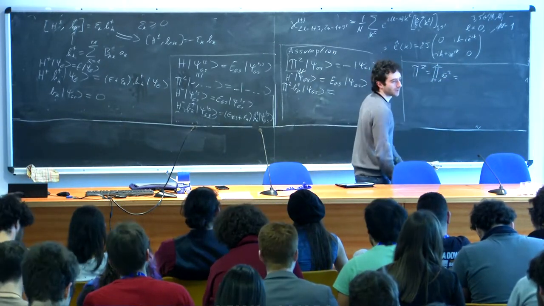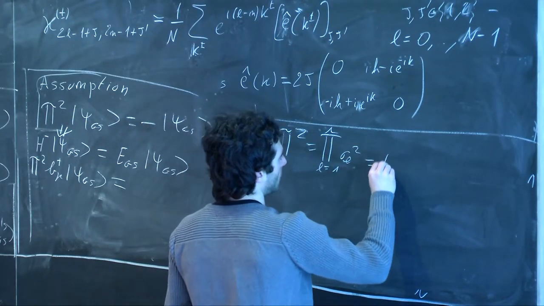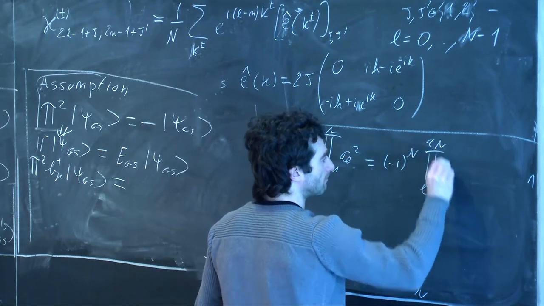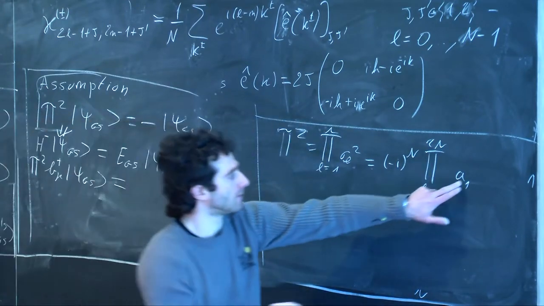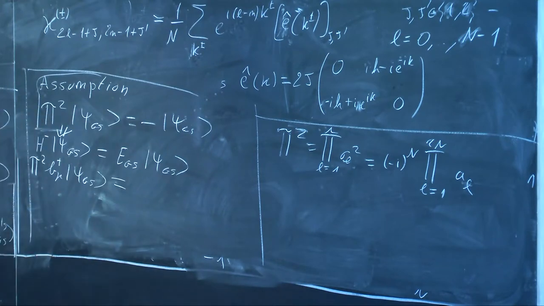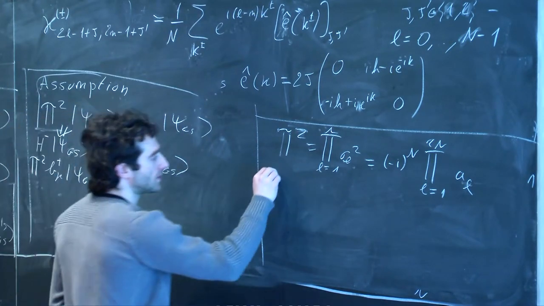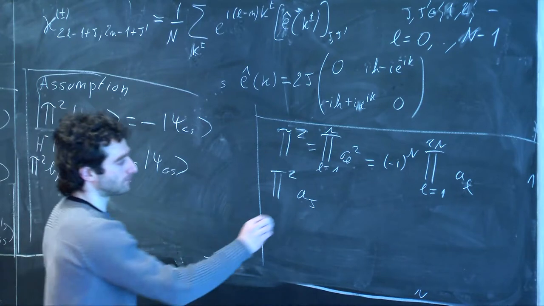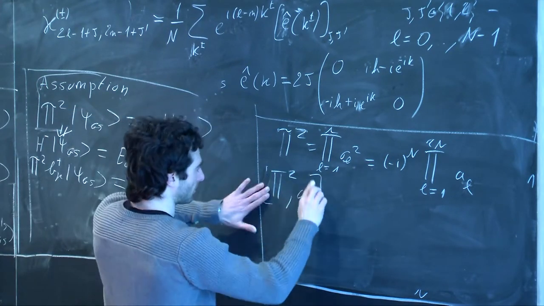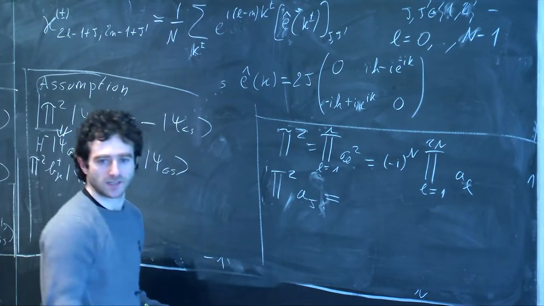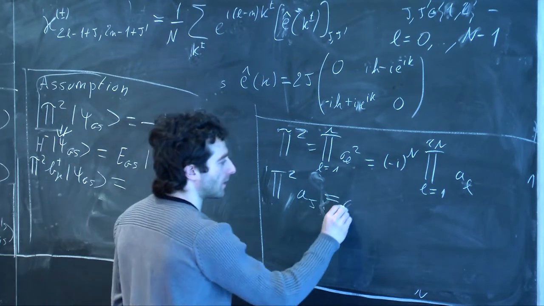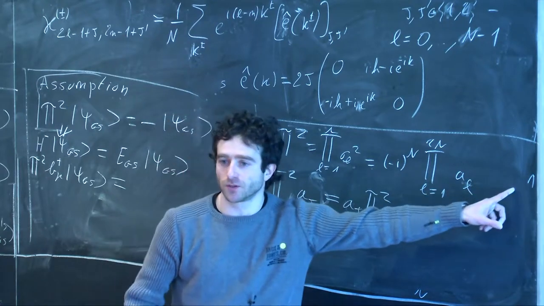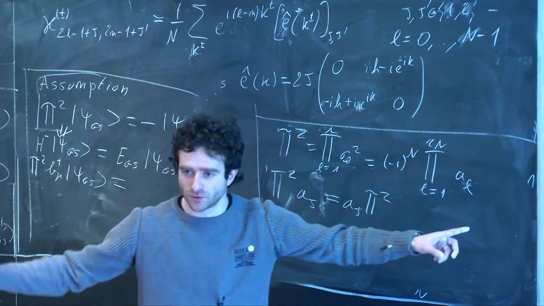If you write it in terms of the Majorana fermions, this is equal to minus i to the n times the product over all the Majorana fermions that you have. This is pi z. Now consider the commutator between pi z and a generic Majorana fermion. You can easily check that this anti-commutes with the Majorana fermion. Why is this the case? Because all the Majorana fermions anti-commute with the different Majorana fermions.